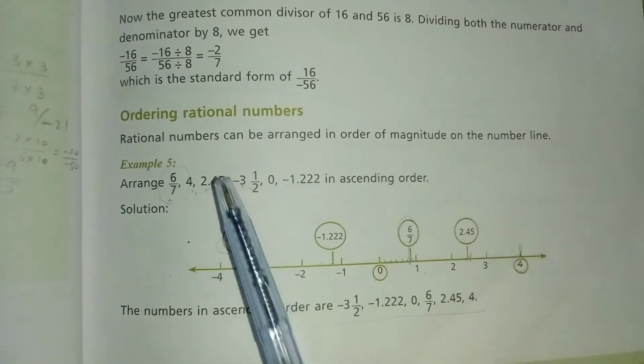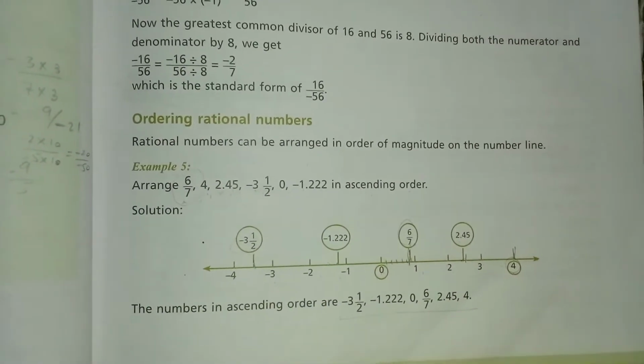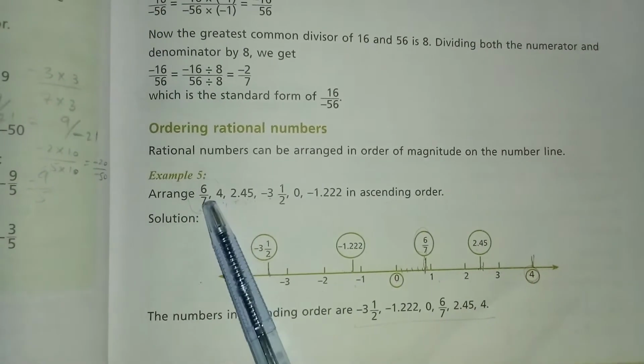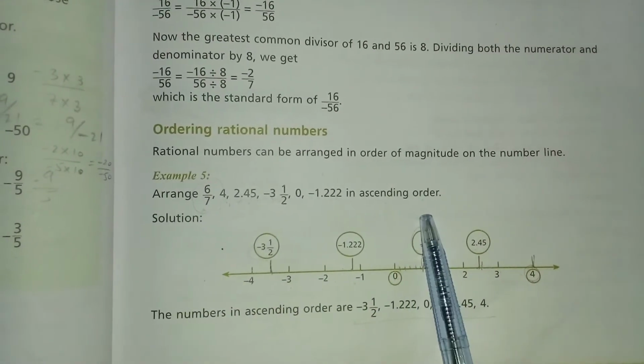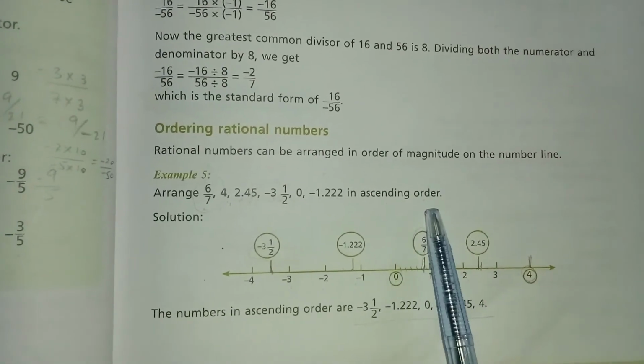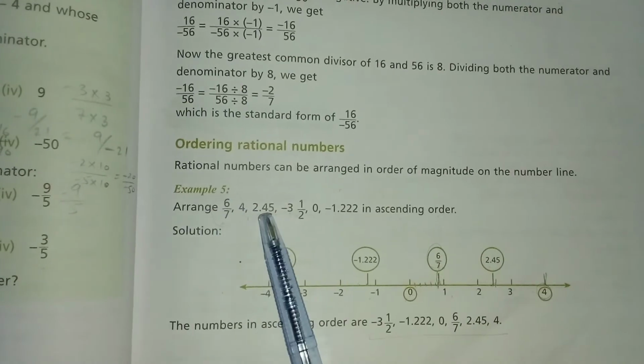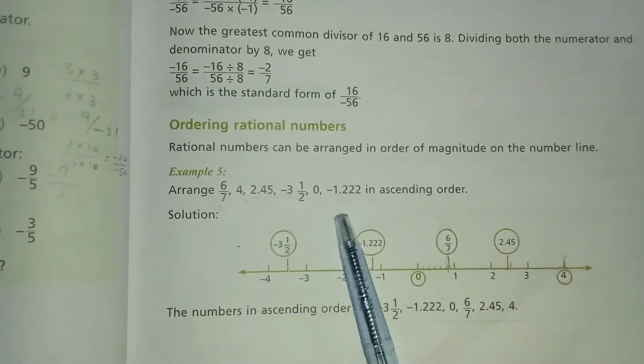Okay students, now we have to learn ordering rational numbers. Rational numbers can be arranged in order of magnitude on the number line. For example, we have to arrange in ascending order. Ascending order means lowest to largest, lowest number to greatest number. So 6 over 7, 4, 2.45. Now we have to put these numbers on a number line.